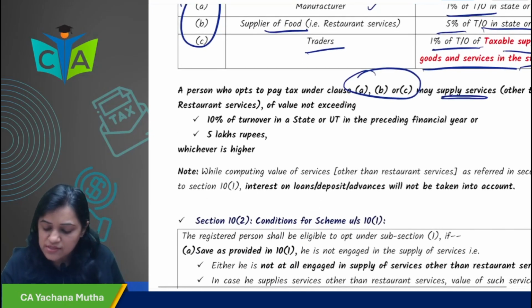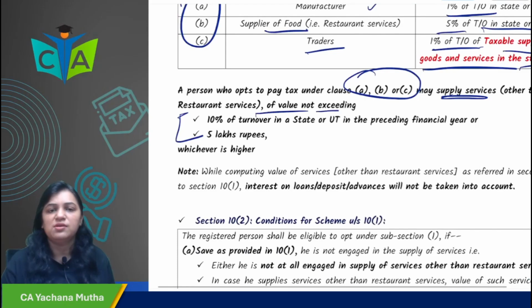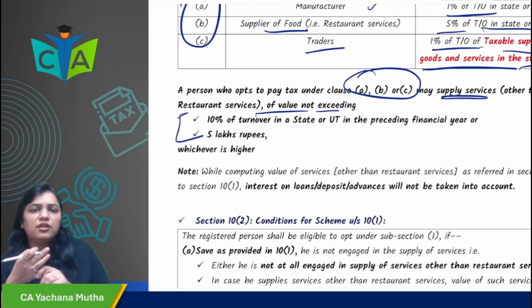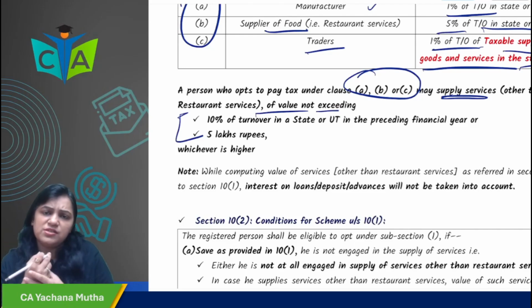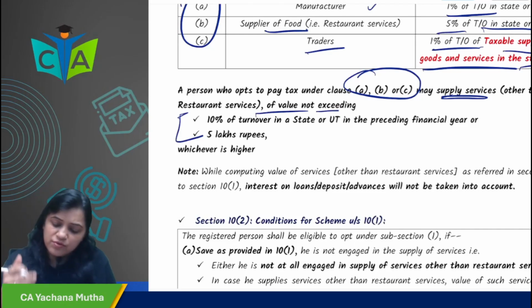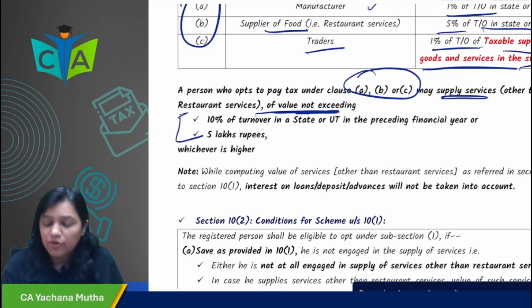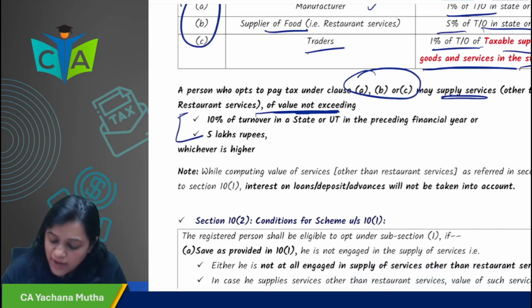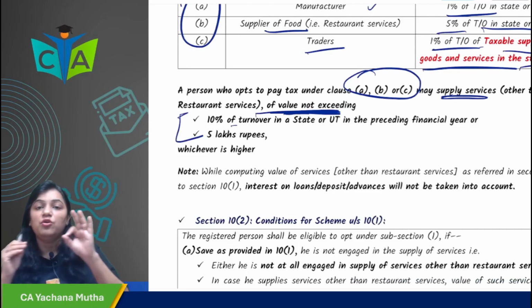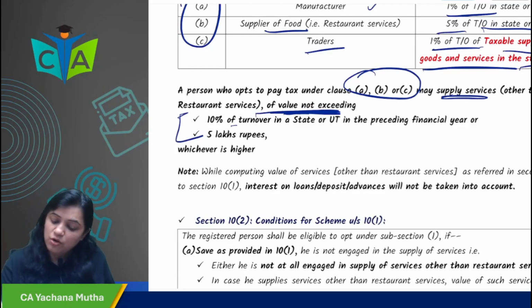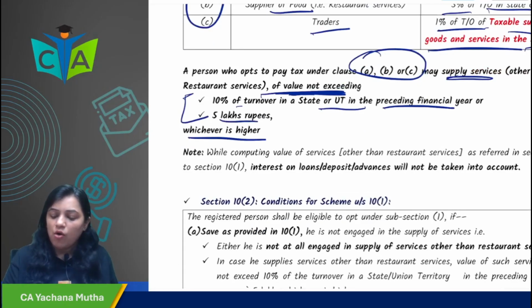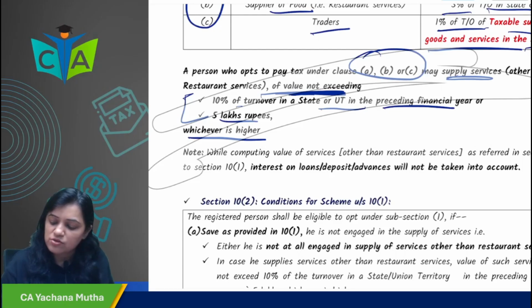Now, if you are any of these A, B or C, if you want to supply services, yes, you can supply, but up to some limit. Generally, composition scheme under 10(1) is predominantly for the goods sector, but nowadays the goods sector also provides a little bit of services. So, a little bit of services are allowed. How much services are allowed? You are eligible for composition scheme under 10(1), provided you provide services of a value not exceeding 10% of the turnover in the state or union territory in the preceding financial year, or 5 lakh rupees, whichever is higher.